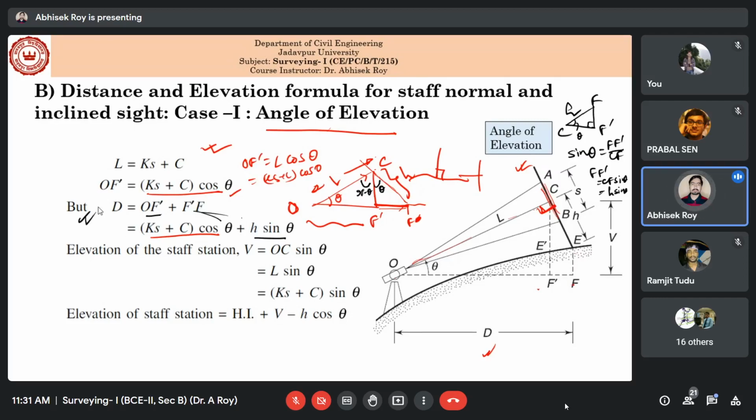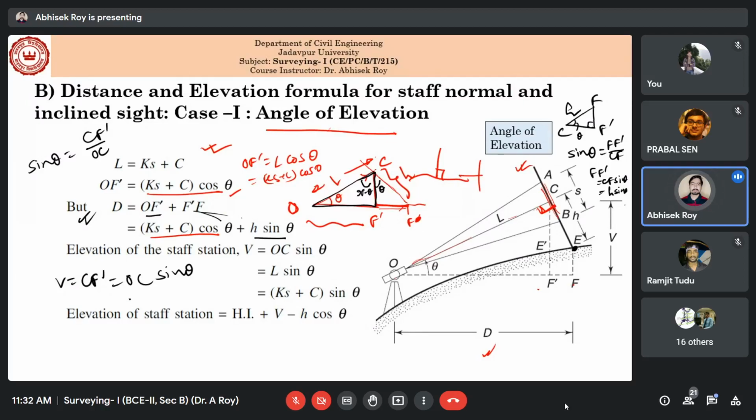Now about the elevation of the staff station. How we will calculate the elevation of the staff station? For that reason, you have to calculate this V. V is basically your CF dashed. Now your CF dashed will be how much? For that again you have to look at this triangle. In this triangle this is theta. And CF dashed will be how much? Simple. As you know, sine theta will be CF dashed by OC. So obviously CF dashed will be OC sine theta.